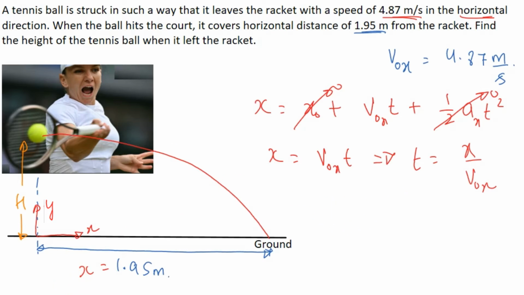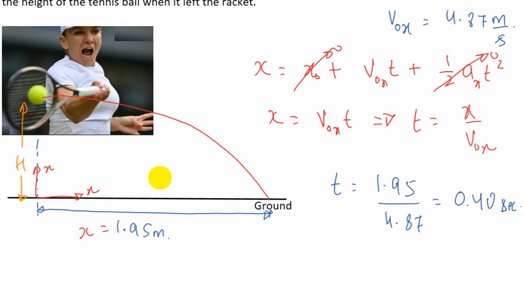Now we can easily find the time of flight from here. So time of flight t will be x is 1.95 and v naught x we have 4.87. So from here the value of t comes out to be 0.40 seconds.